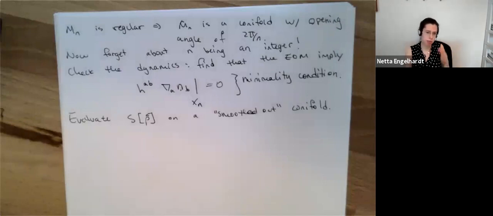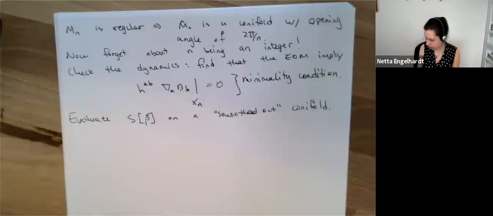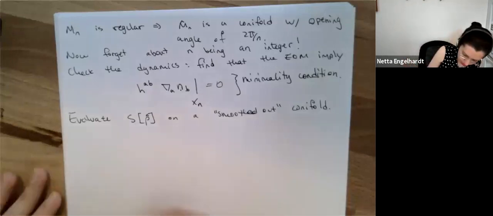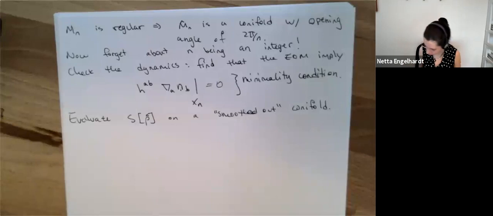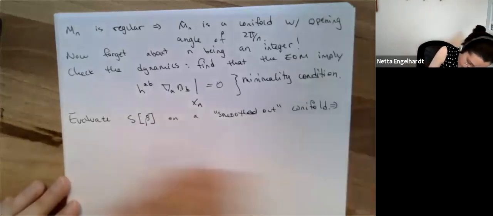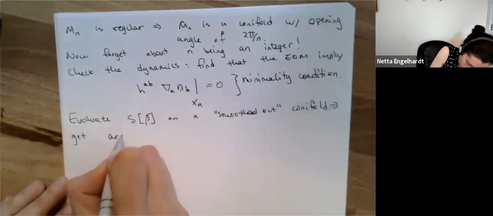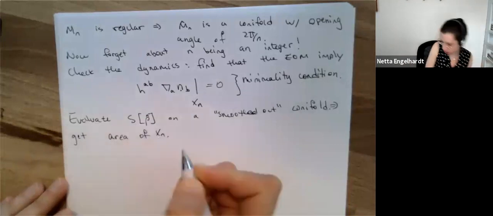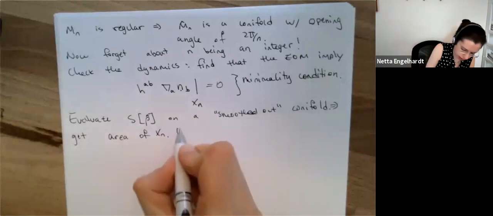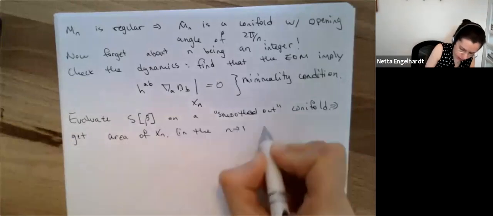There's maybe a nicer approach by Xi Dong, which just adds the boundary terms and then finds that they vanish in a first variation, so they don't actually contribute, but you add them and then subtract them, and it turns out you get an area piece from that. The long and the short is that when you evaluate this on the smoothed out conifold, you just smooth out the tip, and then you basically just get the area of Xn. This is in the n goes to 1 limit.